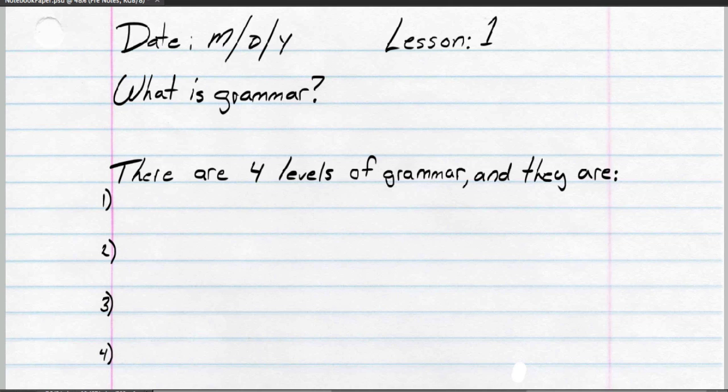So put down the date, lesson 1. Write down the question, what is grammar? Skip a couple lines. Then write down, there are 4 levels of grammar, and they are. Once again, the date, the lesson number, the question, what is grammar? Skip a couple lines, that's where we're going to be adding the answer. And then put down, there are 4 levels of grammar, and they are. And then put down the numbers 1, 2, 3, and 4, skipping lines between each number.